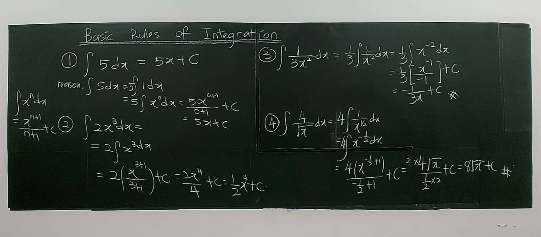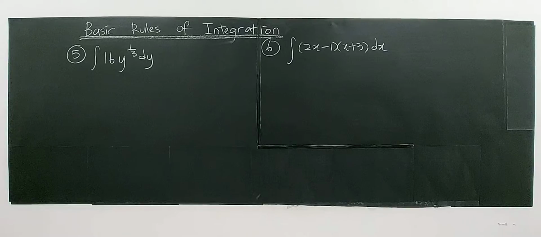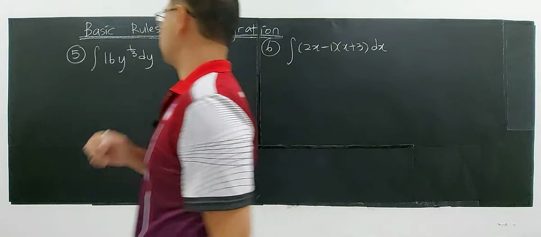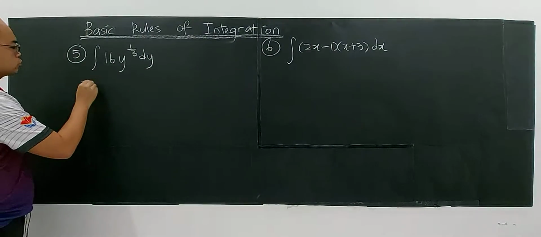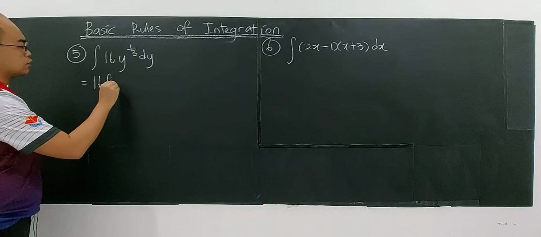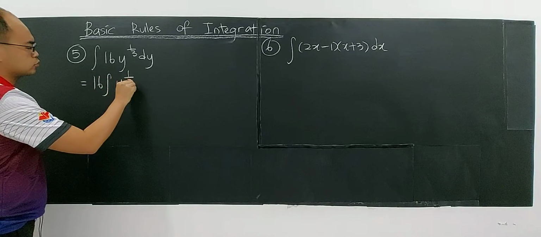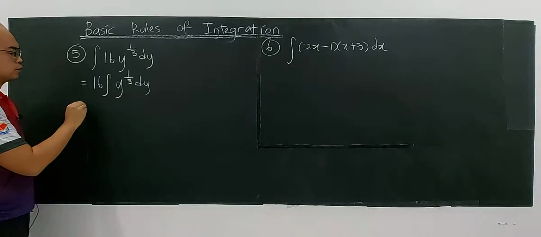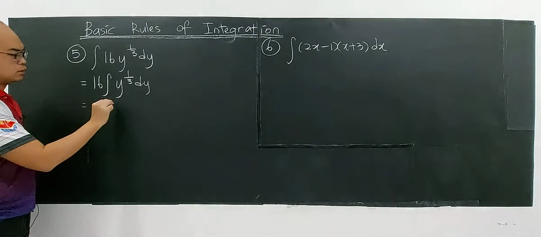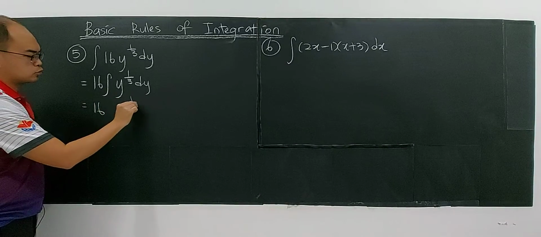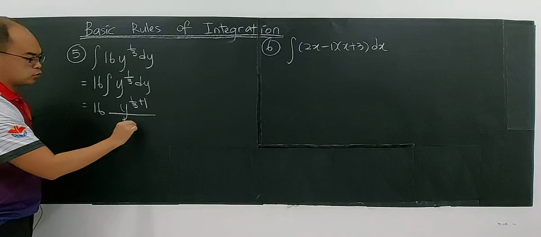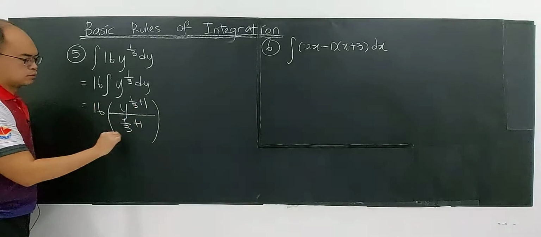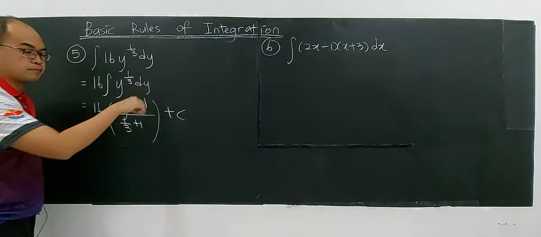So let's move on for more examples. Alright, let's move on with question 5. So integrate this one, you're still applying basic rules. So you take out the 16. So y to the power of 1 over 3 dy, right? So then you have 16. Okay, then you take the 1 over 3, add 1, and divide by 1 over 3 plus 1 plus c, right? This is the basic rule.